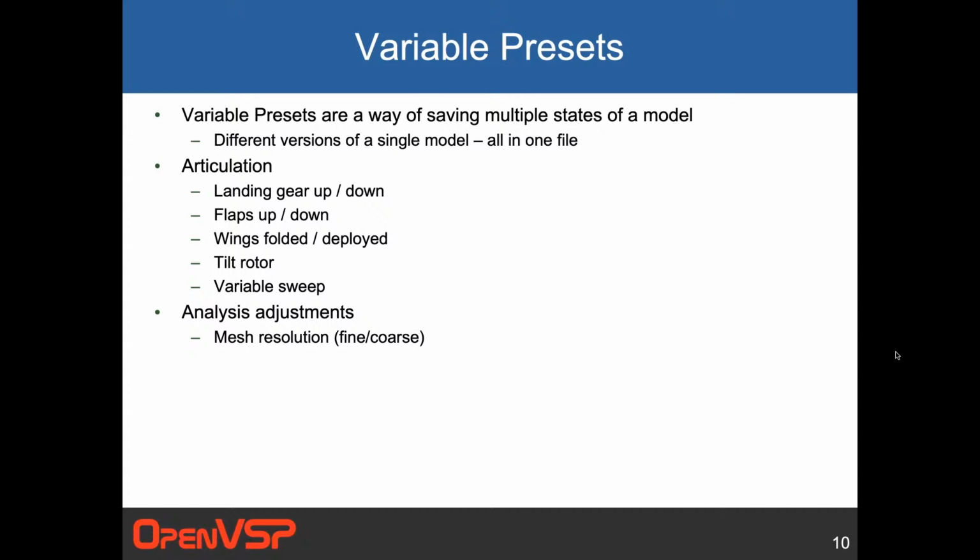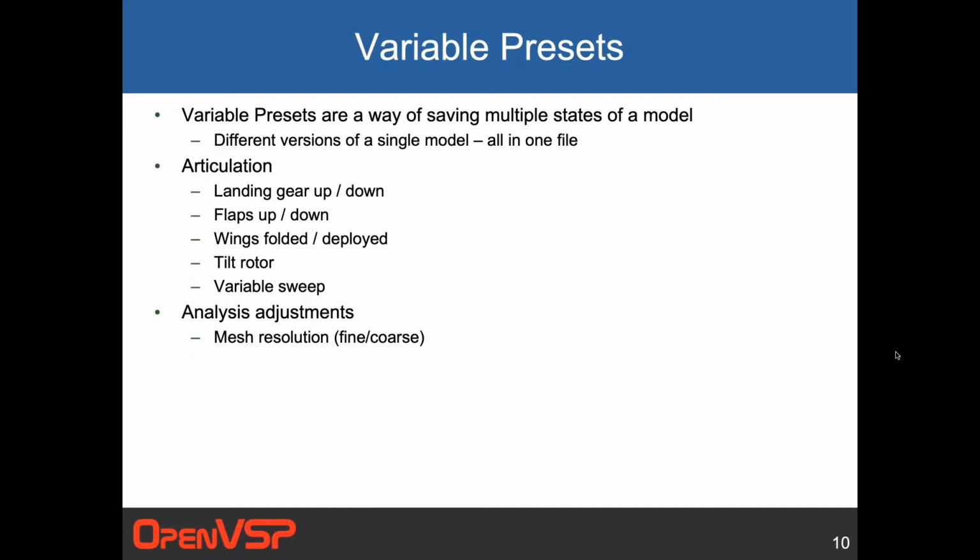And you can use this for all kinds of things. For example, if you have articulation in your model, you can have different states of articulation. So you can have a gear up model and a gear down model. If you go to the trouble of modeling flaps, you can have a flaps down, flaps up, and you can have different flap positions. You can have takeoff versus landing deployment. You can have your wings folded and deployed, tilt rotor or variable sweep in different positions. So those are all articulation things that'll be different states.